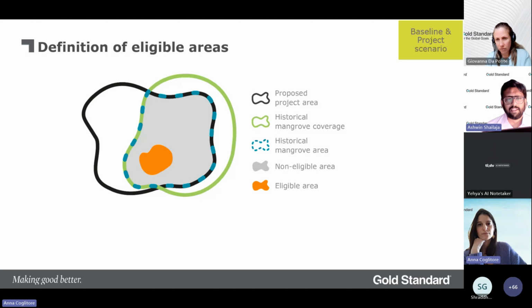maps which are released by the government agencies or by other institutes which are recognized by the government agencies, which are scalable, which are of high scale, and along with it, a local consultation could also be conducted to ascertain the historical extent of the mangrove coverage. So based on the historical coverage, non-eligible areas are culled out and the eligible areas are defined and delineated. And this eligible area is essentially the project area where the carbon removal would be reported and which would be eligible to earn GSVERs and which will be certified by the VVBs.